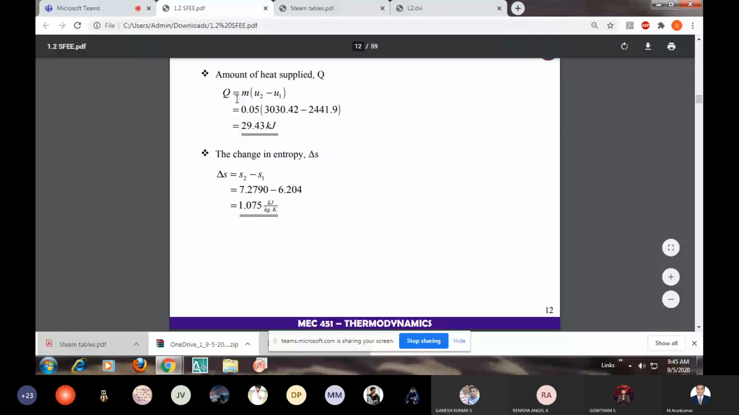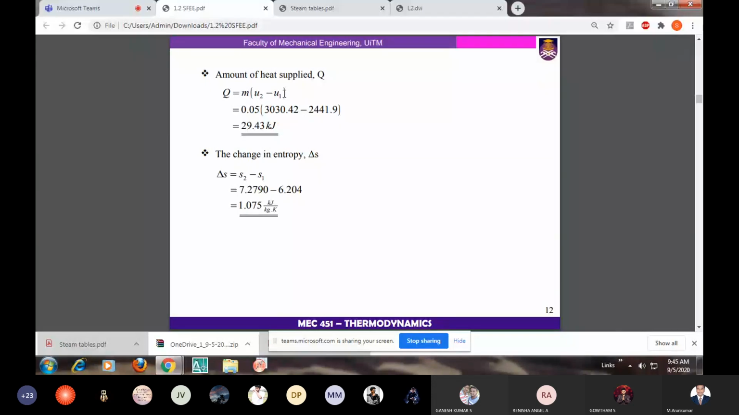So we know the value of U2. We found the value of U2, then we found the value of U1. If you substitute these values into this formula, then we can find the amount of heat supply into the system. Also we can use the values to find the change in entropy. Delta S is S2 minus S1. We know the value for S2, and we also know the value for S1. Then we can substitute and find the change in entropy.